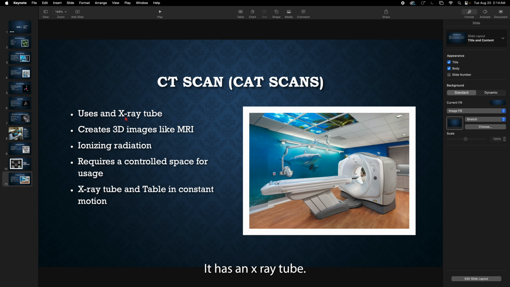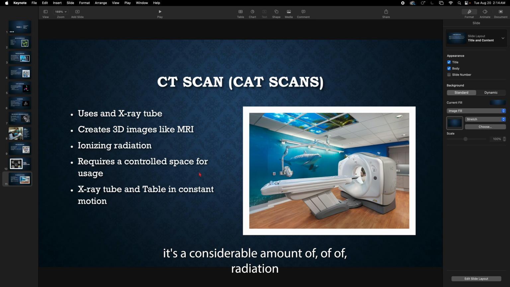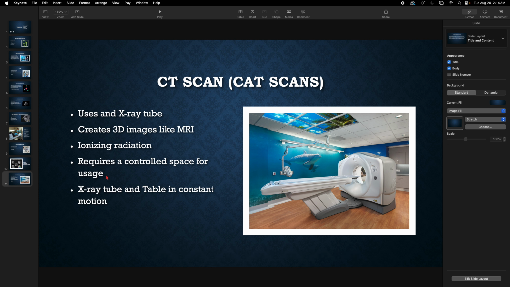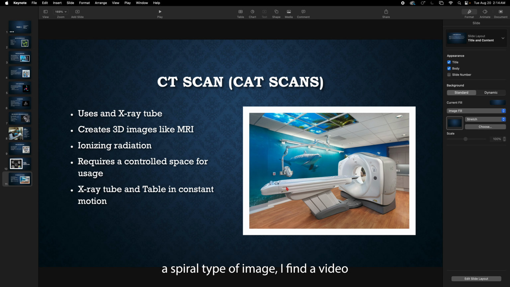And so then if it has an X-ray tube, it stands to reason it uses ionizing radiation, as you should all know by now. It also would require a controlled space for usage, because there's a considerable amount of radiation that's used for CT, much more than X-ray, but much less than in years prior. The X-ray tube and table are in constant motion, generally speaking. So the tube is spinning in here, and the table is moving to give us a spiral type of image.